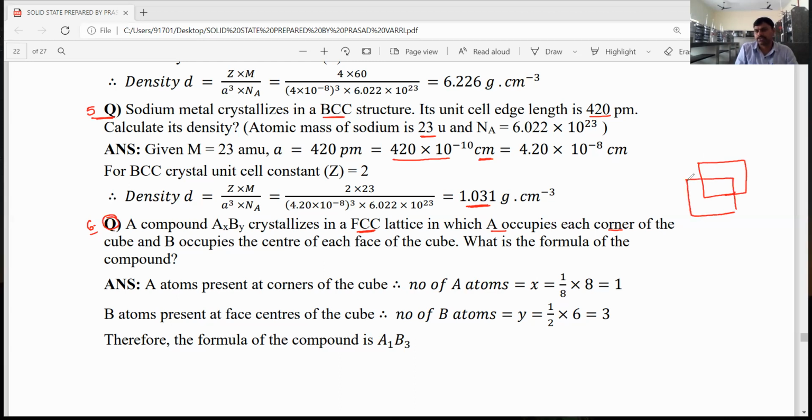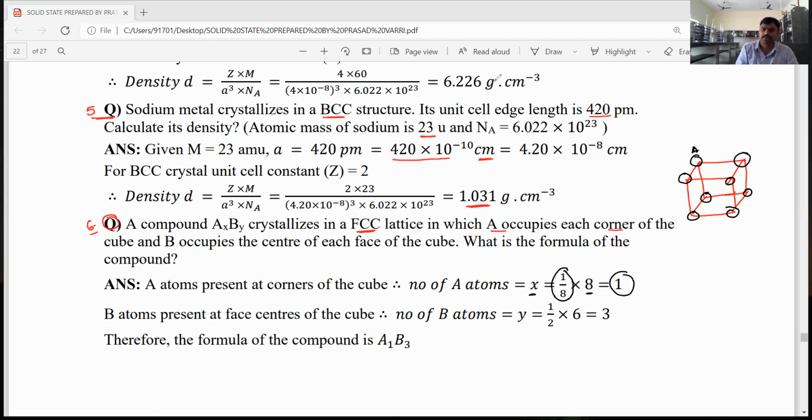This is the FCC unit cell. The A atoms are present at the corners. These are the corners at which A atoms are present. Number of A atoms, x, is equal to 1 by 8, because 8 corners are present, each contribution is 1 by 8, so x is equal to 1.